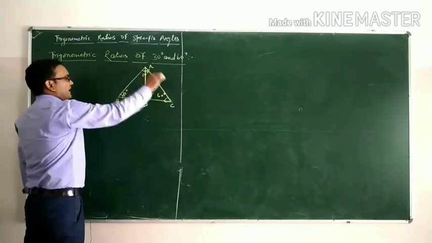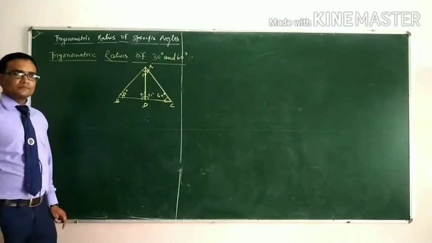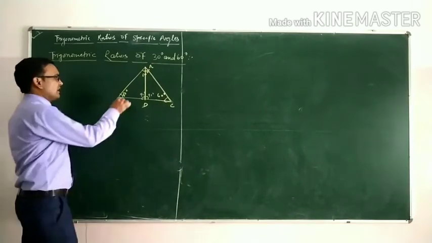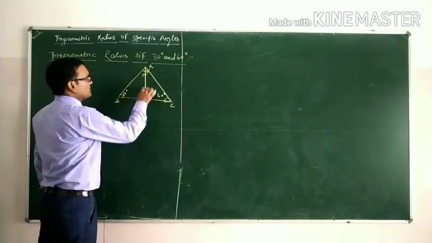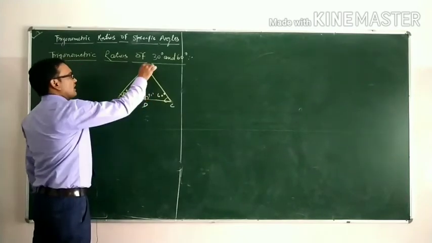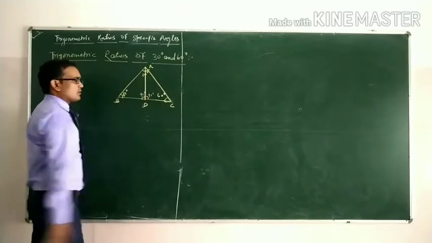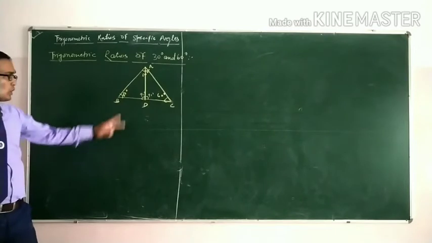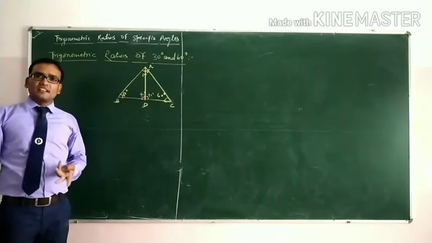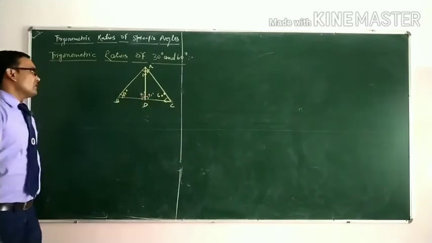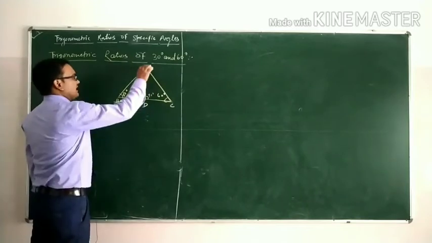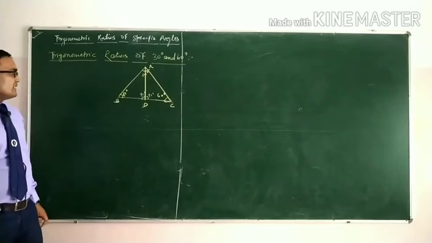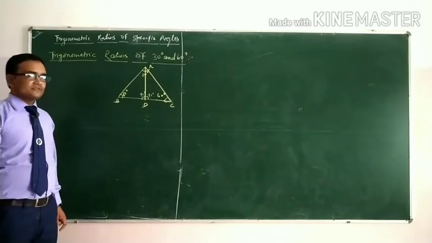AB equal to AC, which are the sides of the equilateral triangle, and angle ADB and angle ADC are equal because both angles are 90 degrees, and AD is the common side.